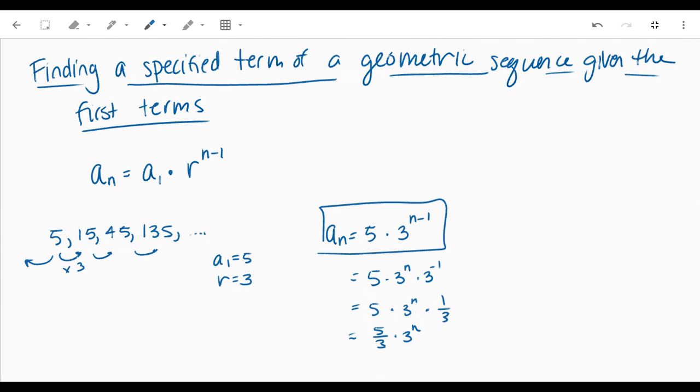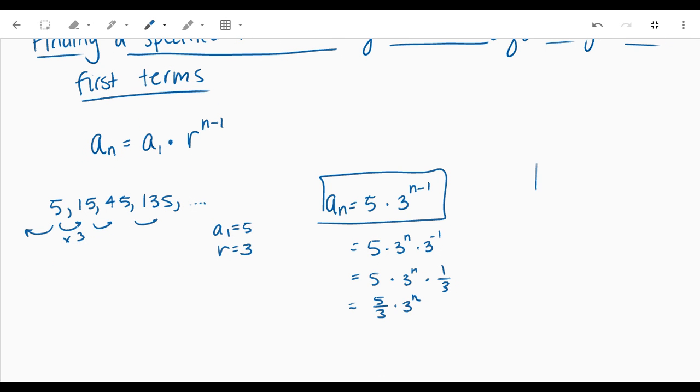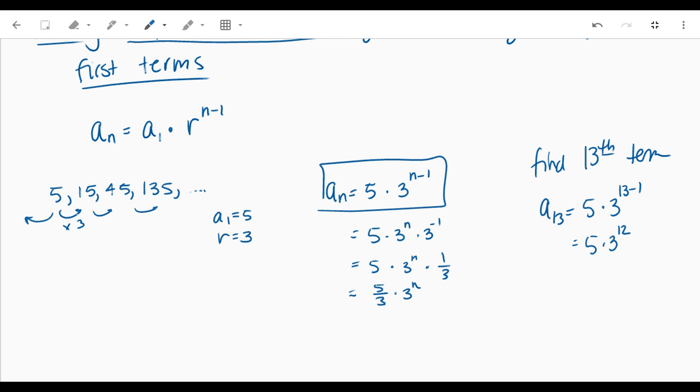So we're supposed to find, with this geometric series, the 13th term. So the 13th term would be 5 times 3 to the 13 minus 1, which is 5 times 3 to the 12th. Okay, that's going to be a big number. A really big number, actually. 3 to the 12th times 5 is 2,657,205. Okay.